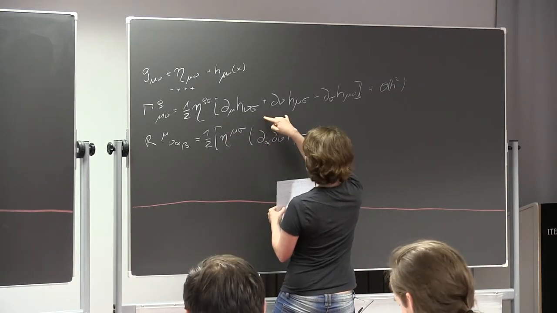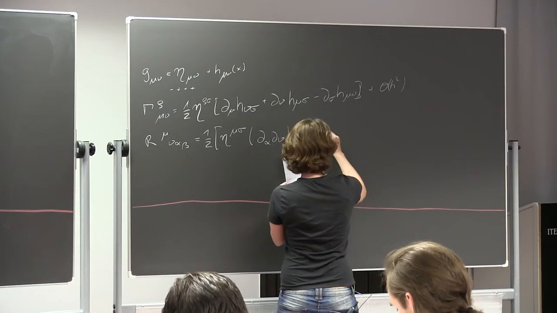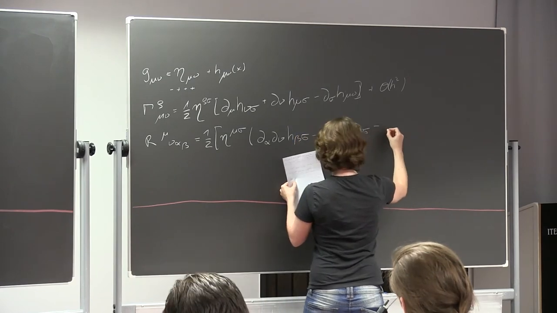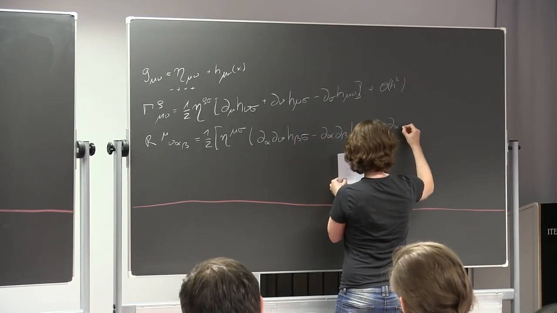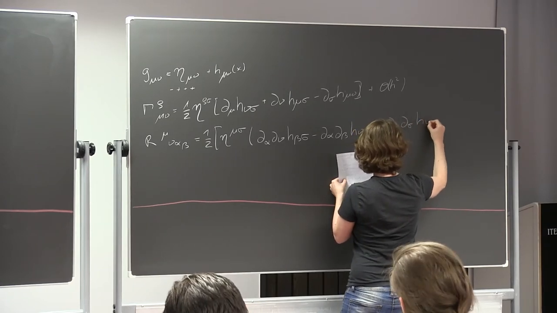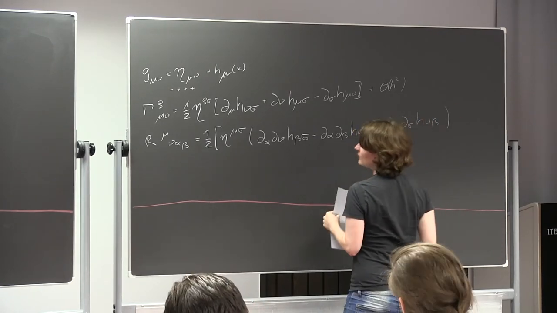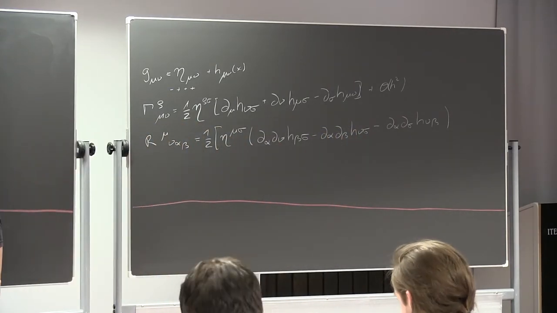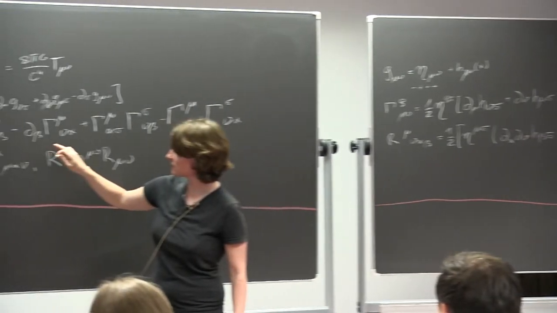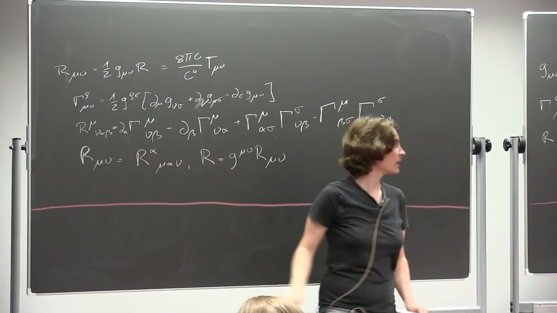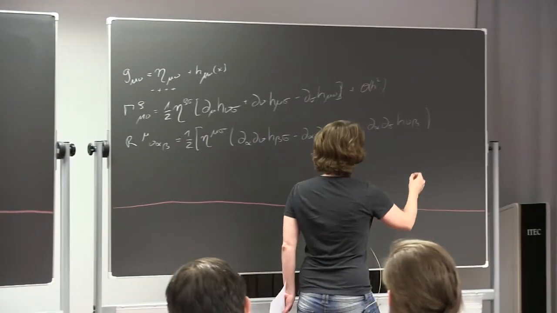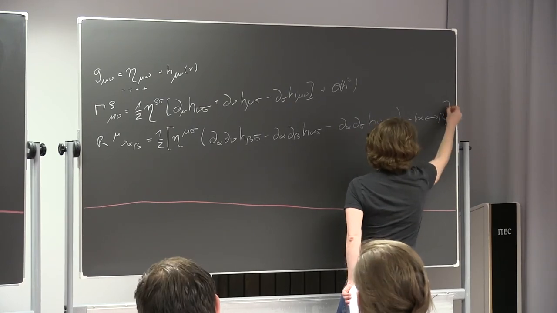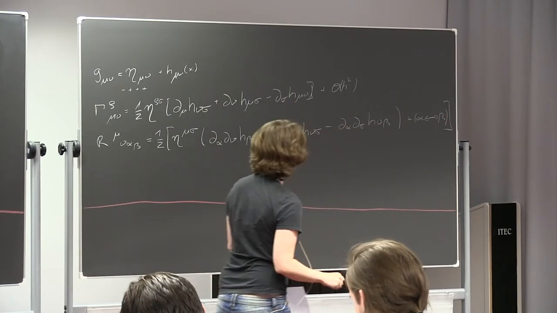This is just this expression, the first term on that blackboard. Okay, and then the second term, you can get from this term by just switching the indices alpha and beta. So we'll get the exact same term again, with alpha and beta interchanged, and that's it. Yeah, because the quadratic terms in gamma don't contribute.